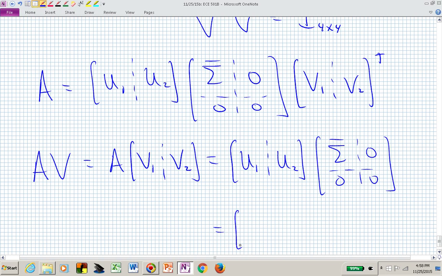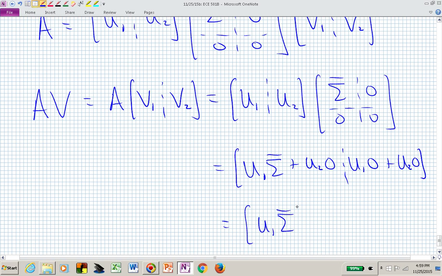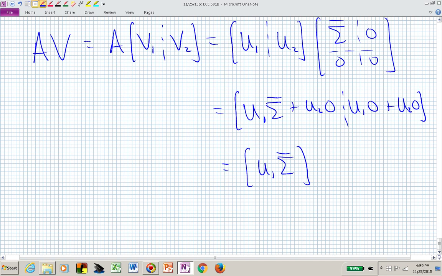Or if we look at what that produces here, again, U1 will be scaled by the singular values in sigma bar. U2 is getting weighted with 0, so that we now have U1 sigma bar plus U sub 2 0. Then we have U1 0 plus U sub 2 0. Or we now have just U1 sigma bar. We're now weighting the first two columns of the matrix U by the singular values in sigma bar. Those just weight the first column and the second column, since we only had two non-zero singular values.